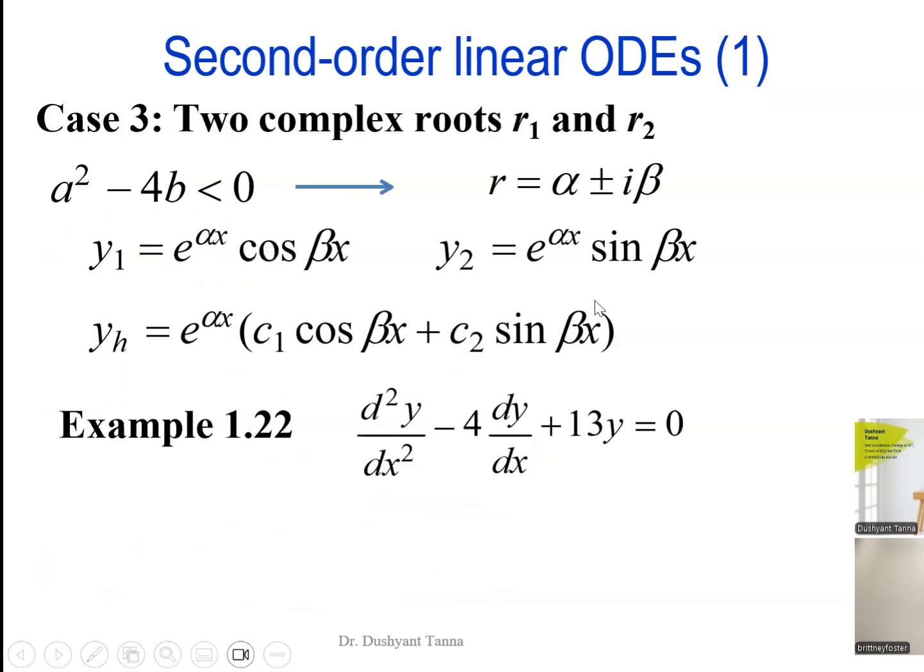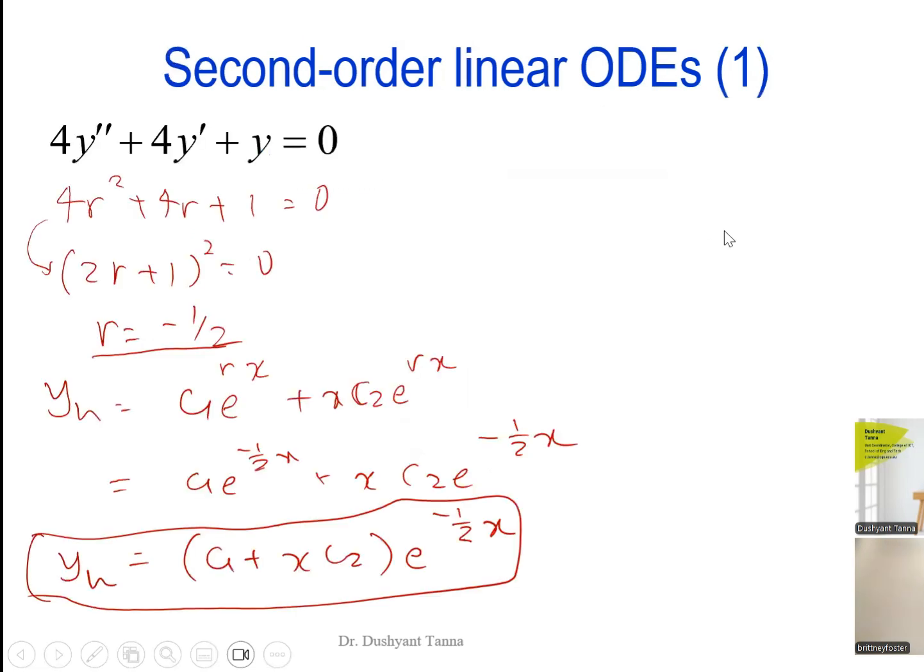Right. Third case, two complex roots r1 and r2. Like I said, many books have a fourth case where there are repeated roots. This is only second order, so you won't have repeated roots, but what if it is fourth order? Then you might have four roots and the complex roots could be repeated. But over here, we only deal with the three cases, where the discriminant... So this is the third part here.